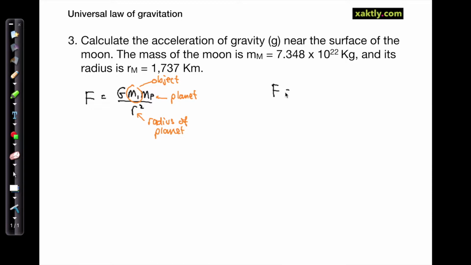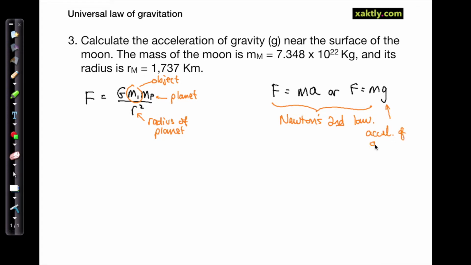Now we're also going to write down Newton's second law, force equals mass times acceleration, or we could call it F equals mg, where g will be our acceleration of gravity. That's Newton's second law. Now if we think about that, F is equal to the mass of the object times the acceleration of gravity. And if we go back over to the universal law of gravitation, it must be true then that G times mp over r squared must be equal to the g in Newton's law. Think about that for a second.